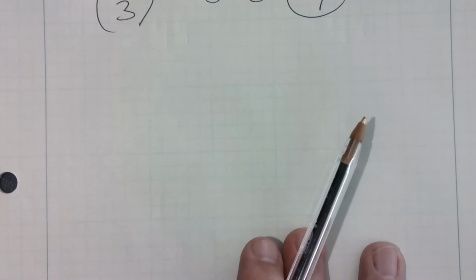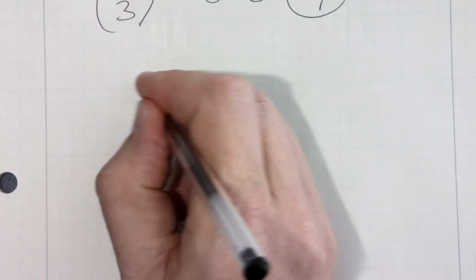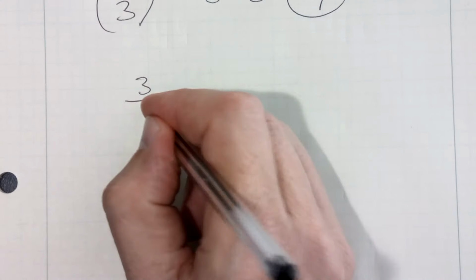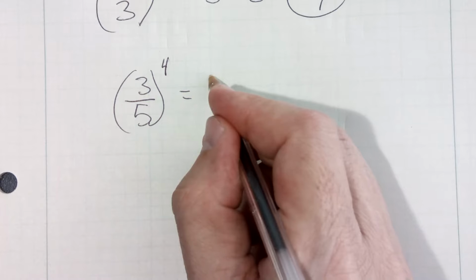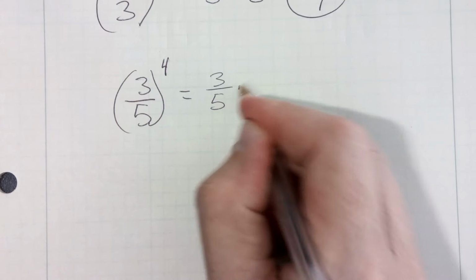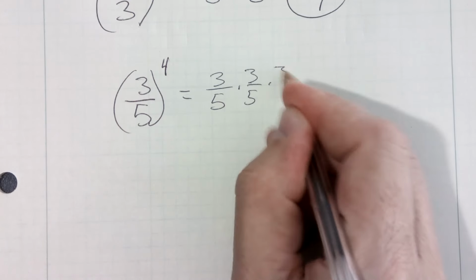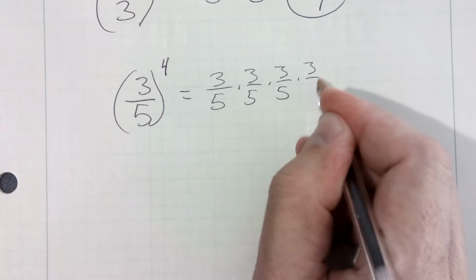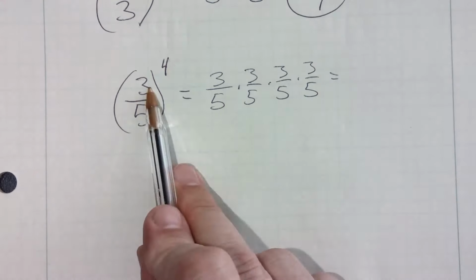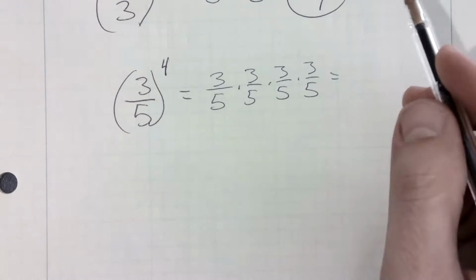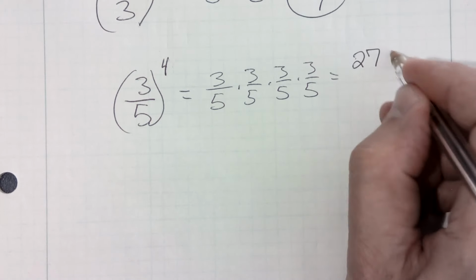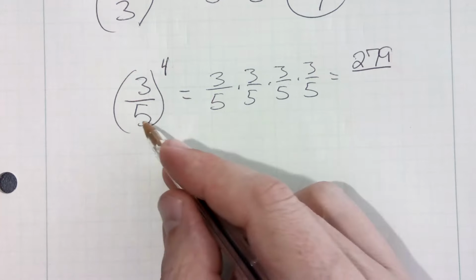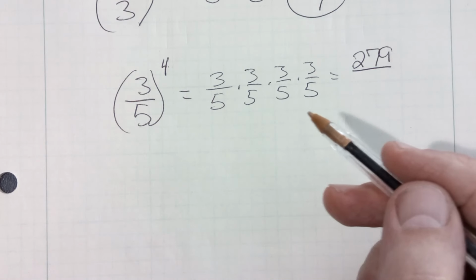Again, one more. If I give you 3/5 and I want you to raise it to the 4th power, again, you're going to have, in a sense, 3/5 times 3/5 times 3/5 times 3/5, or you can just go 3 to the 4th power. By the way, 3 to the 4th power is, I believe, 279. And then I got to do 5 to the 4th power.